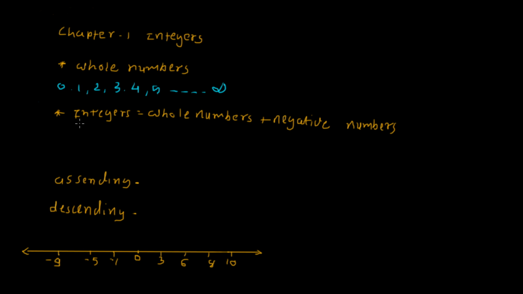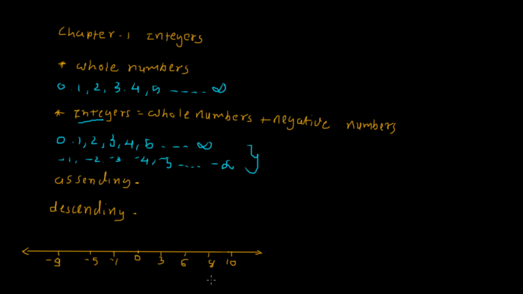Okay, and what is an integer? Integer is whole numbers plus negative numbers. So guys, what will it be? 0, 1, 2, 3, 4, 5, and so on up to infinity. These are the whole numbers. And what are the negative numbers? -1, -2, -3, -4, -5, and so on up to minus infinity. So guys, integers are both whole numbers plus negative numbers.